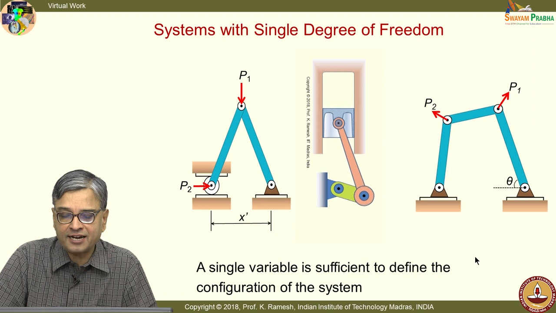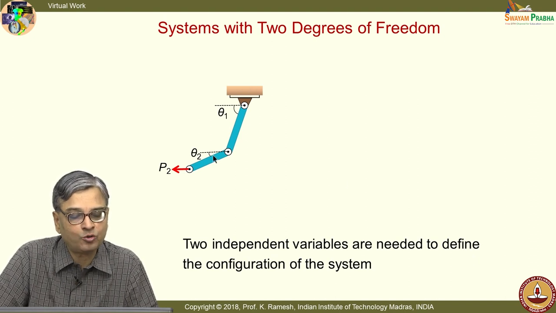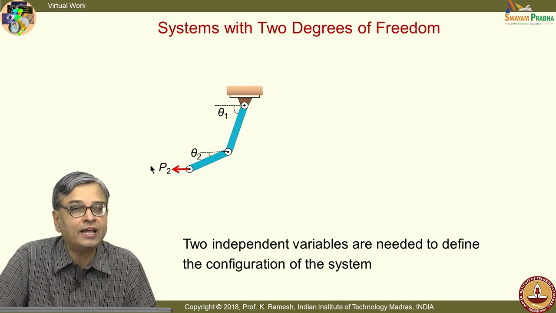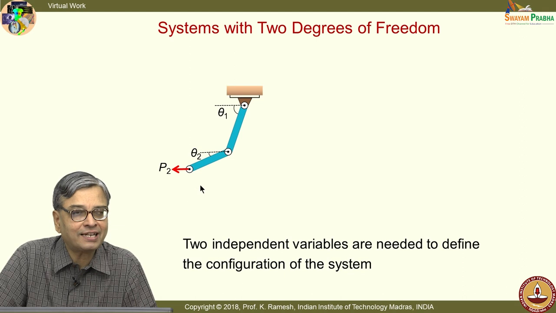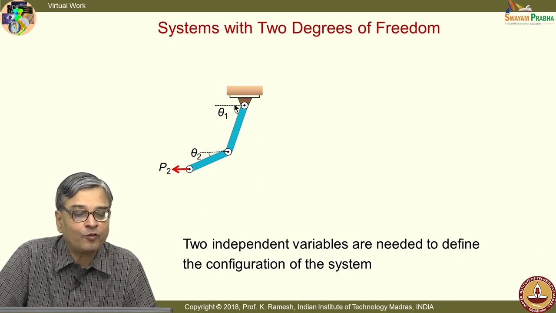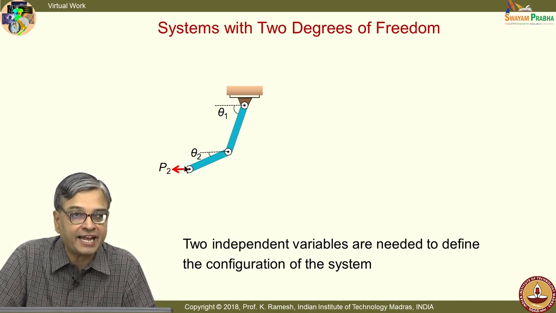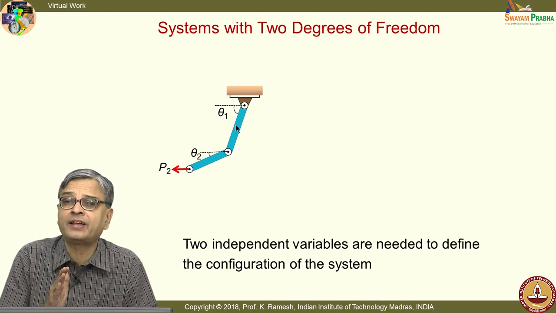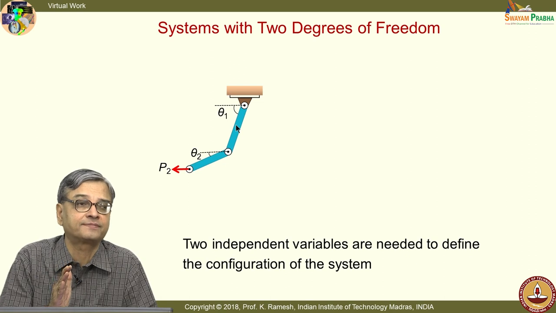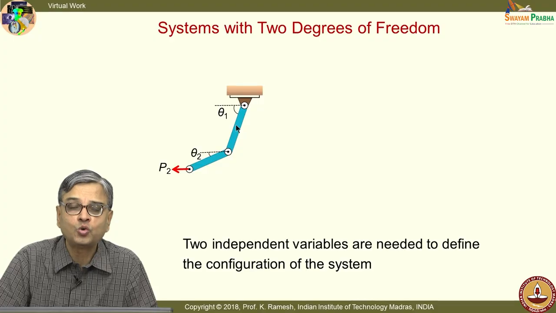You may slightly understand it better if I look at what are 2 degrees of freedom systems. See, in the earlier case, I had 2 links. One of the ends was constrained to move in a straight line. Now, I have removed that constraint. If I remove that constraint, this system cannot be defined only by one independent variable. This link will move freely because this is pin jointed here and there is no constraint on this end. This link also can move independent of this. So, I need 2 independent variables to define the configuration of the system. I call that a 2 degrees of freedom system.